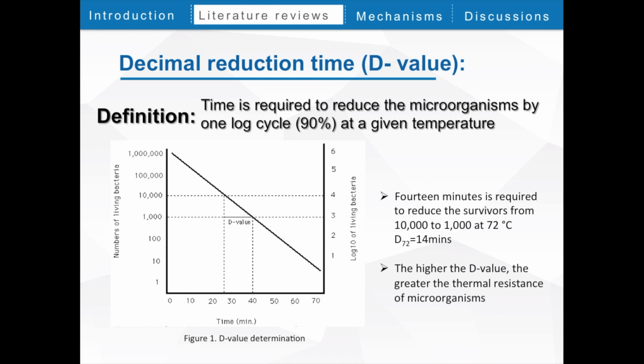D-value is defined as the time required to reduce one log cycle, or 90%, of microorganisms at a given temperature. To determine the D-value, thermal inactivation data are fit using the first-order kinetic model. Figure 1 is an example. The D-value shown on the figure is 40 minutes, which is calculated by 40 minus 26. Therefore, to reduce 90% or one log cycle of this bacteria required 40 minutes at 72 degrees. The higher the D-value, the greater the thermal resistance.